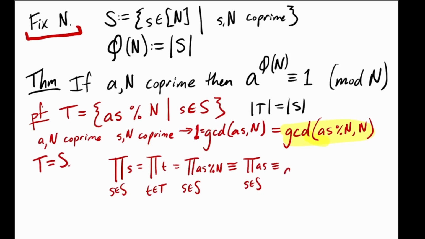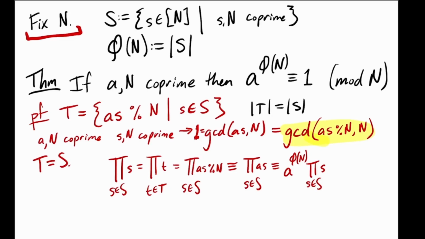Now, I can rearrange this product because multiplication is commutative and associative, and I get that this whole thing will be A raised to some power. How many copies of A do I have? Well, one for every element of S. The number of elements of S is exactly phi of n. And then the remaining part of this product is just the product of all the elements of S.